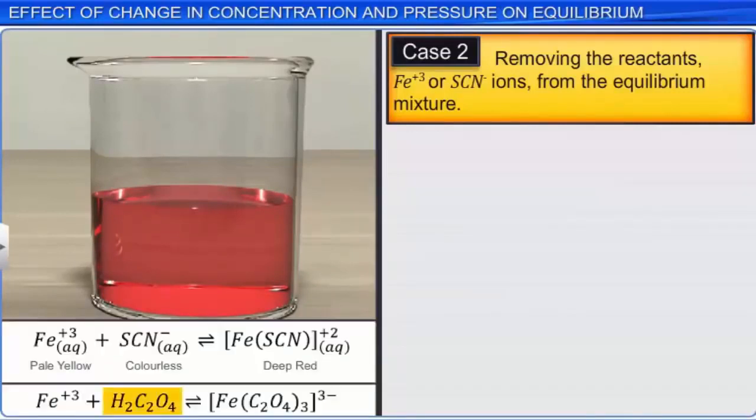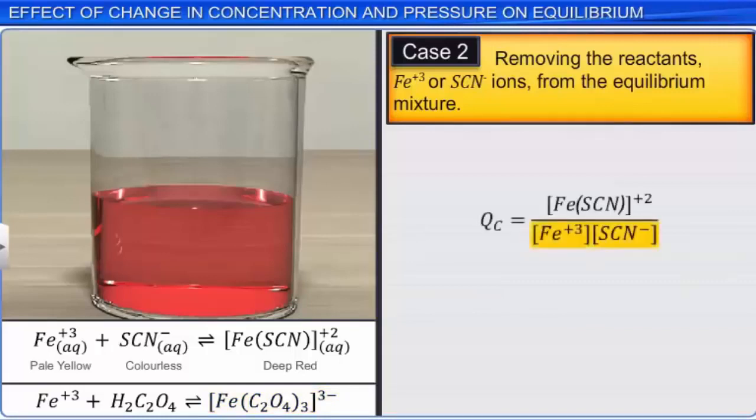Oxalic acid reacts with Fe3+ ions in the equilibrium mixture and forms a stable complex, trioxalatoferrate(III) ion. Due to this, there is a decrease in the concentration of free Fe3+ ions in the solution. This results in a decrease in the denominator value in the expression for reaction quotient. Thus, the value of Qc becomes greater than Kc. When Qc is greater than Kc, the reaction proceeds in the backward direction.